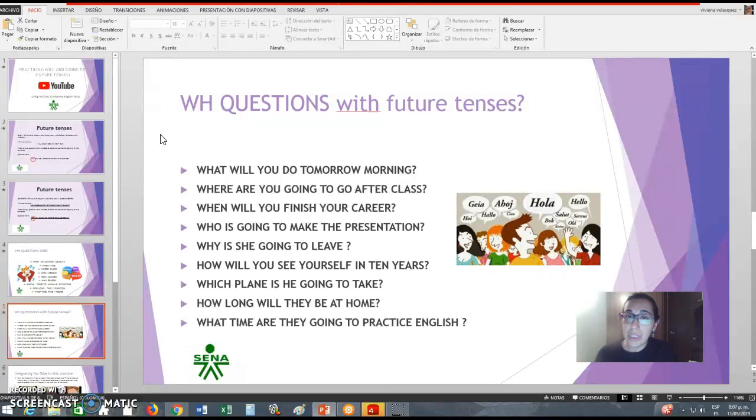Why is she going to leave? ¿Por qué ella se va a ir? How will you see yourself in 10 years? ¿Cómo te ves en 10 años? Which plane is he going to take? ¿Cuál avión él va a tomar? How long will they be at home? ¿En cuánto tiempo estarán en casa? What time are they going to practice English? ¿A qué hora ellos van a practicar inglés?